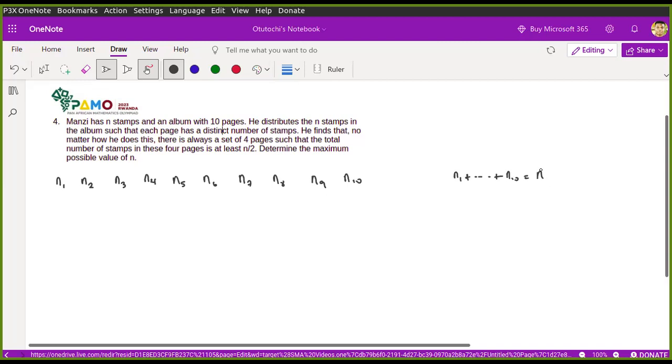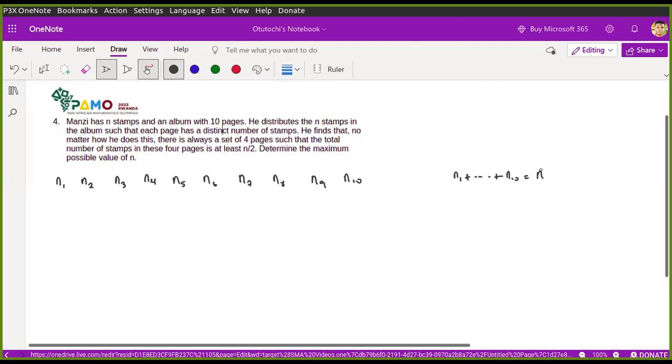Right. Also, we can take notice that the order of the pages doesn't really matter. Even if we shuffle the pages, it's not going to change the outcome. If there's always a set of 4 pages such that the total of these 4 pages is greater than or equal to n over 2, the set of 4 pages will still be there, and if there's not, then there won't be. So shuffling doesn't actually change the outcome.